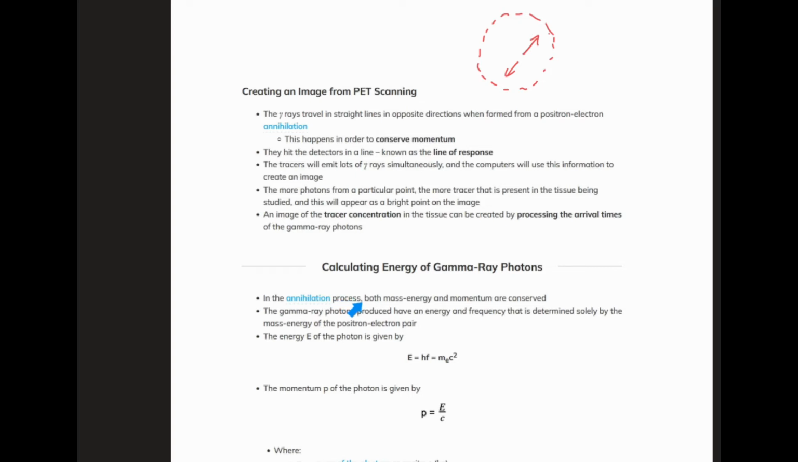In the annihilation process, both mass energy and momentum are conserved. So the gamma ray photons produced have an energy and frequency that is determined solely by the mass energy of the positron-electron pair. Okay, so the energy E of the photon is given by this one, E equals hf. Where h, you can see down here, we learned this formula before in quantum physics.